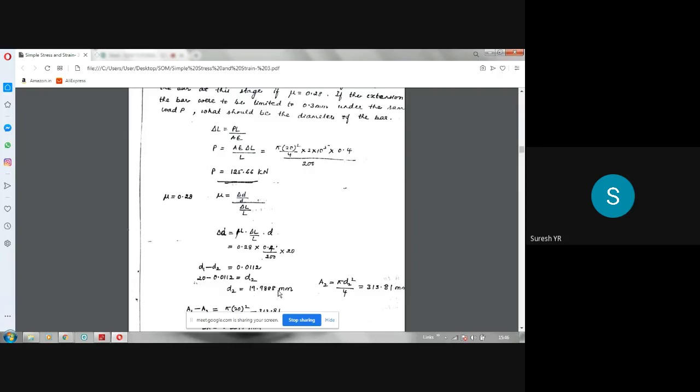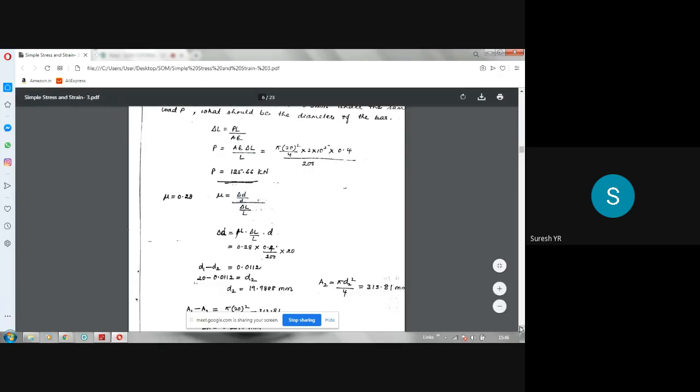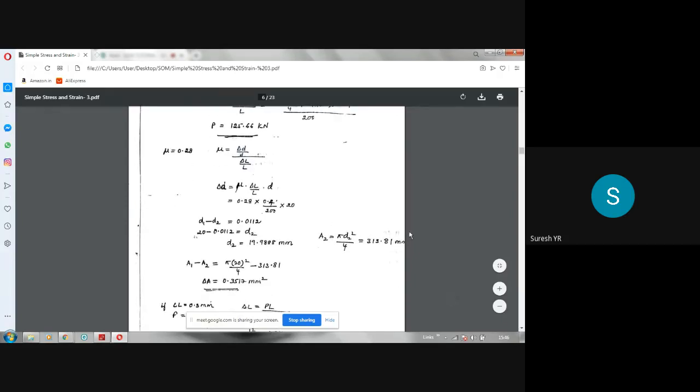Once you know the final diameter, you can calculate the final area. So when D2 is this much, A2 is the final area after extension. So pi D2 square by 4, which is 313.81 mm square. You can take that. Now what is the change in area?